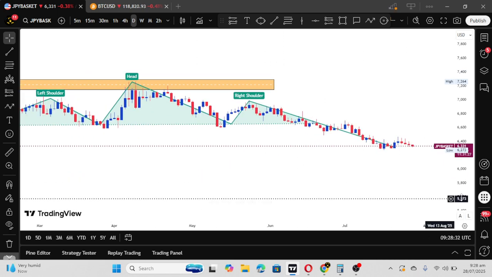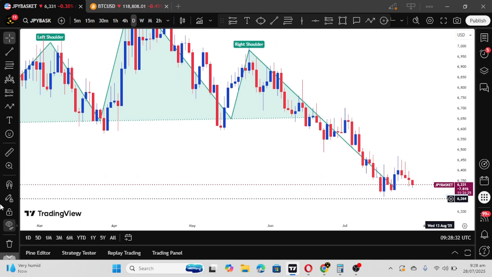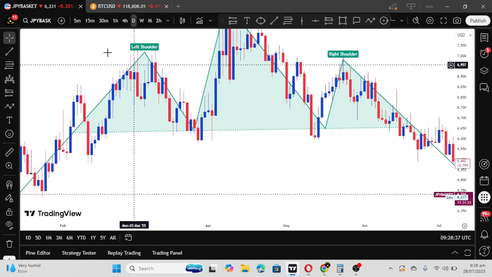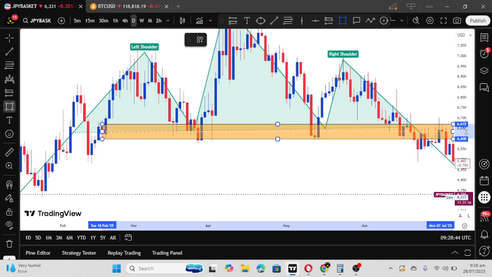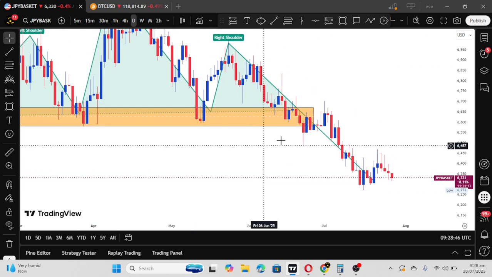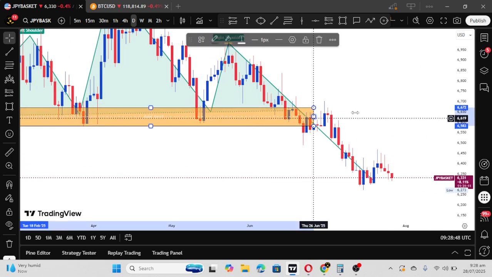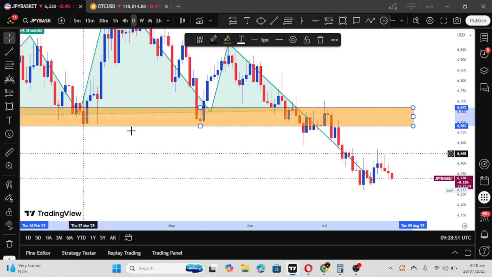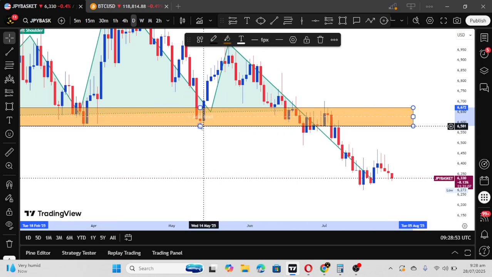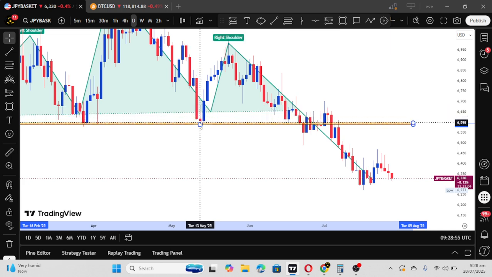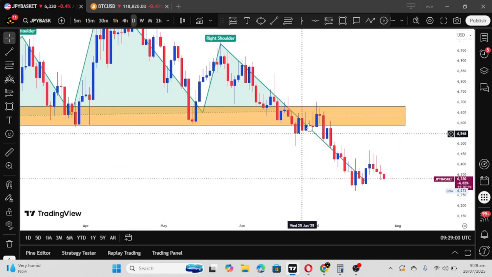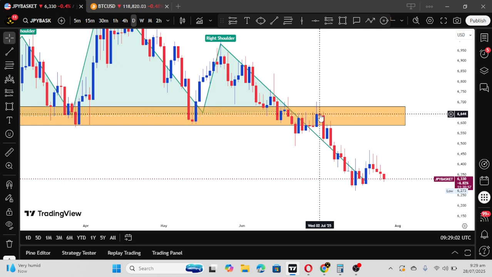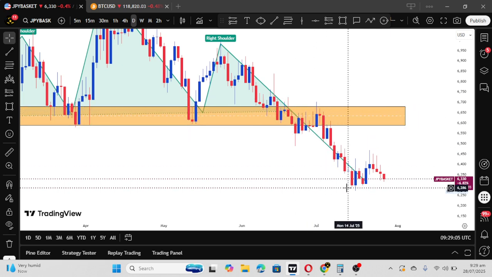Since we missed the right shoulder, what we are going to do now is wait for a retest. Where are we going to wait for the retest? On the neckline. Where is the neckline? The neckline is around here. It's all over here. This is the neckline. So we'll be expecting a sell of this zone. You can see a sell of this zone, we'll be expecting a sell.